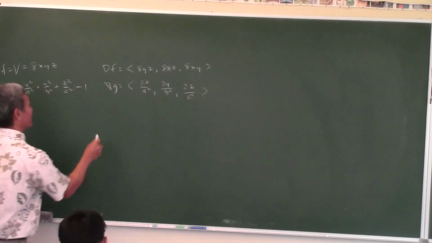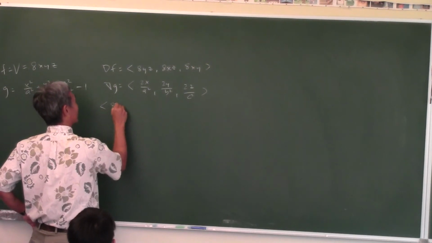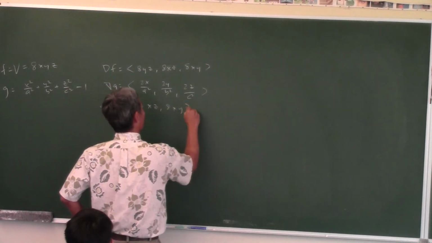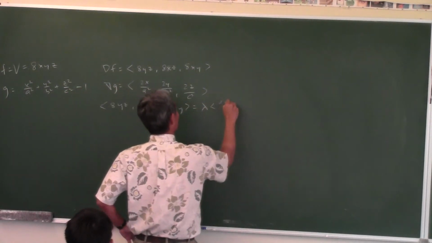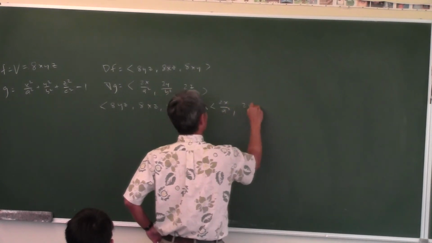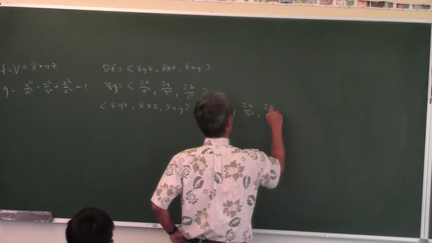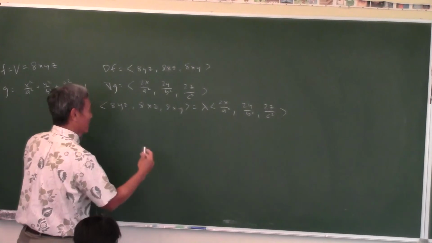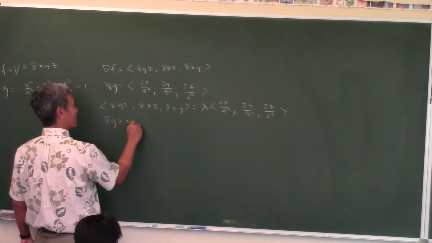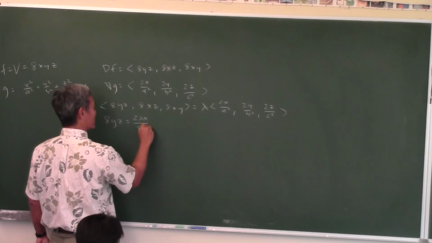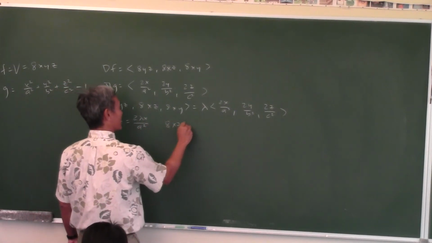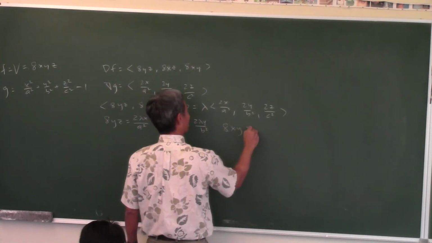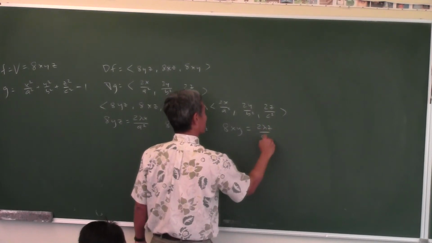Now one has to be a multiple of the other, right? So 8yz, 8xz, 8xy has to equal lambda times 2x over a squared, 2y over b squared, 2z over c squared. You gotta tell me when I'm making a mistake here. So equating each of the components, 8yz equals 2 lambda x over a squared, 8xz equals 2 lambda y over b squared, and 8xy equals 2 lambda z over c squared.